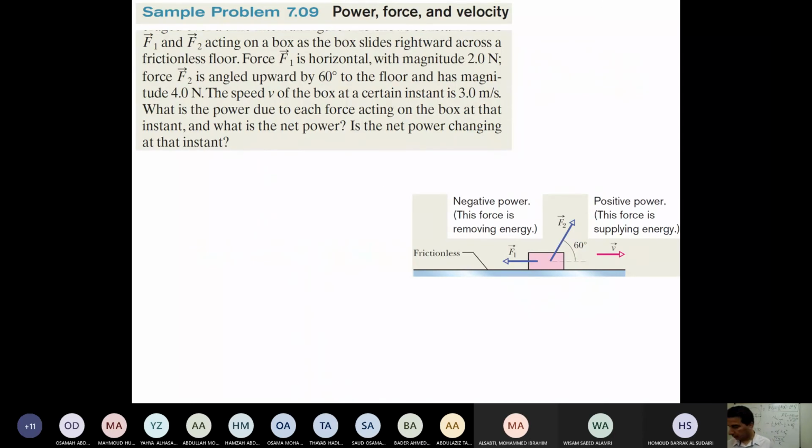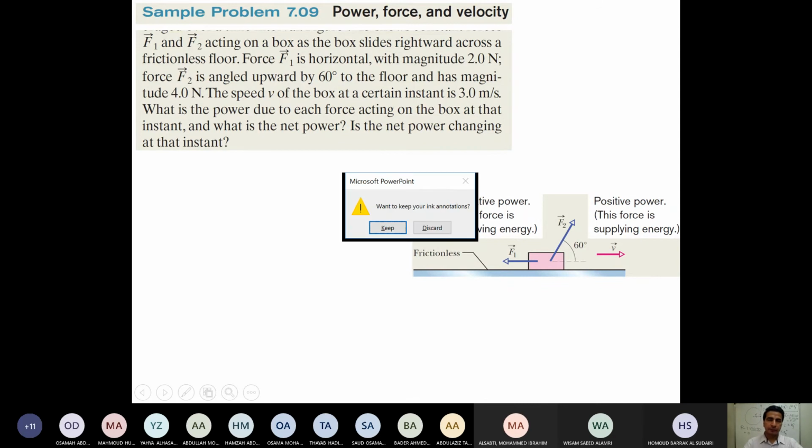This is the very last question I want to solve, and then we're going to start. Here you have two forces, force 1 and force 2, acting on a box as the box slides rightward across a frictionless floor.